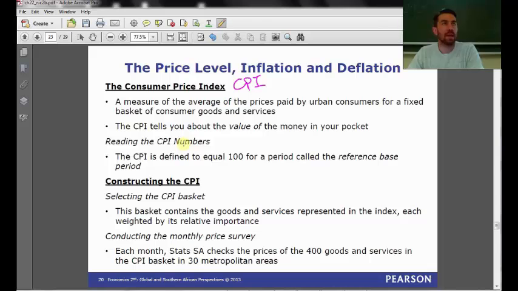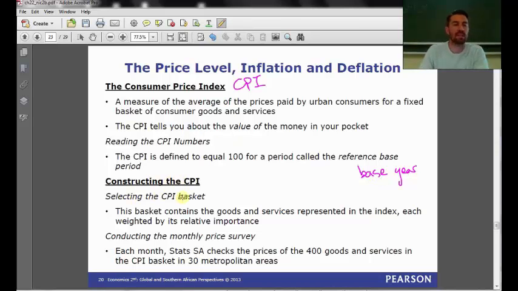Reading the CPI numbers, well, the CPI is defined to be equal to 100 in a period called the reference base period, also called the base year. Okay? So all of this is a little bit abstract at the moment, and we'll take a look at what this means practically. Okay? First of all, how do we construct the CPI?